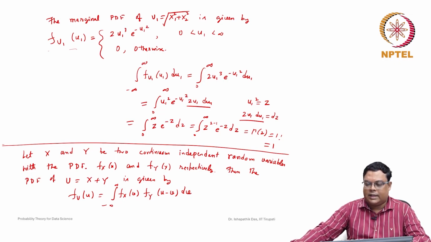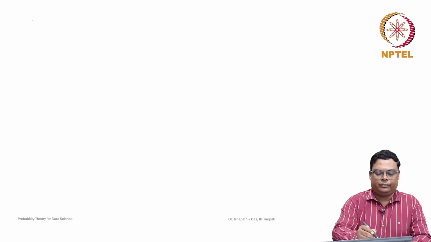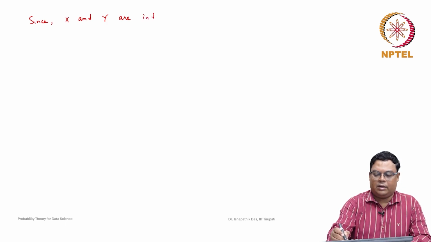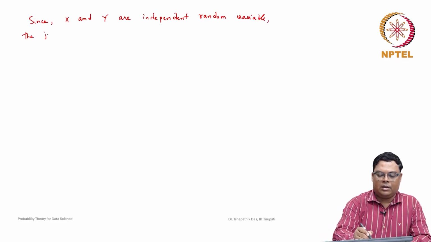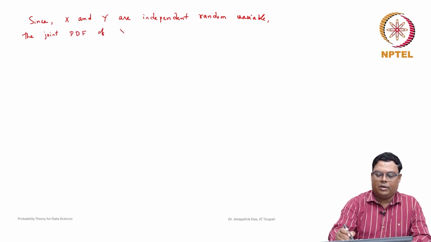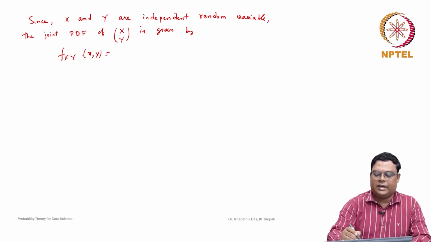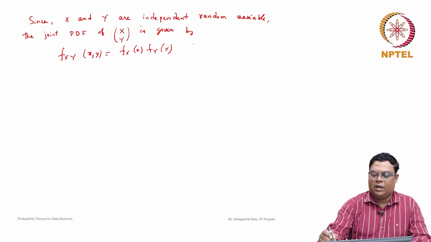Since X and Y are independent random variables, the joint probability density function of the vector (X, Y) is given by f of XY, and because they are independent, by definition it will be the multiplication of their marginal probability density functions, fX times fY, for all (x, y) belonging to R2. So that is the thing.